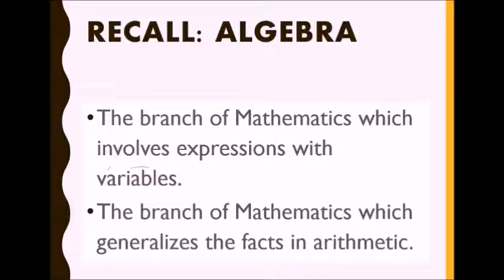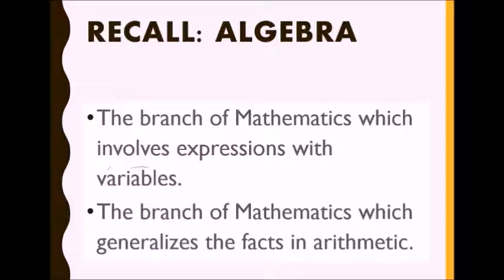Before, we were also solving problems where we look for a specific value. It is the same here in algebra, but the missing value will be represented using a letter. Algebra is also known as the branch of mathematics which generalizes the facts in arithmetic. It generalizes because it replaces what is unknown with variables, like our formulas for perimeter, area, or any other formula.